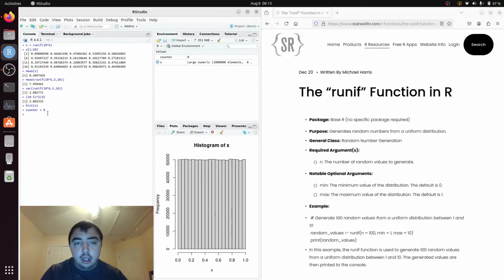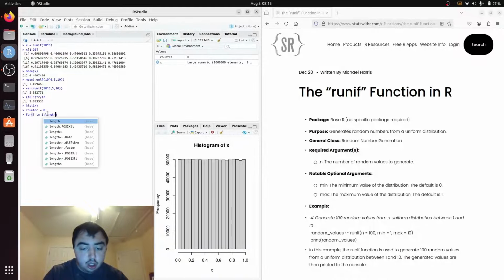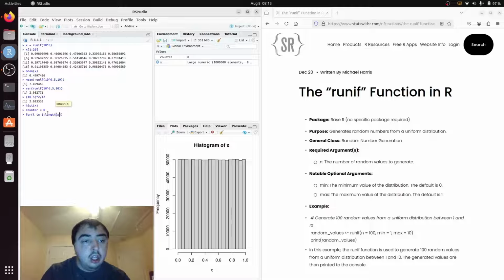So I set my counter equal to 0, because I'm going to be counting up. So I made a counter variable. So for i in 1 to the length of x, the length of the x vector is 1 million. So it's saying for i in 1 to 1 million, make parentheses.